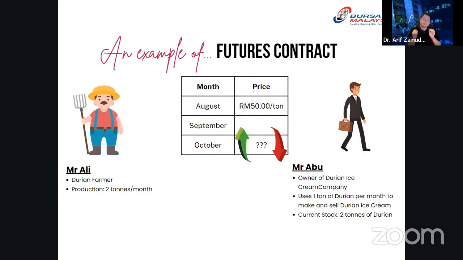Let's take a simple example. If nobody wants to buy iPhone, what's going to happen to the price of iPhone? It's going to drop, right? What happens if in October there's a countrywide durian festival? There's a lot of demand. Everybody wants a taste of durian in October. You have a lot of people wanting to buy durian, so the price goes up. Right now you have two possibilities, whether the price goes up or goes down. If you do business, every 1 ringgit decrease is bad for the business, right? So what should Mr. Abu do?